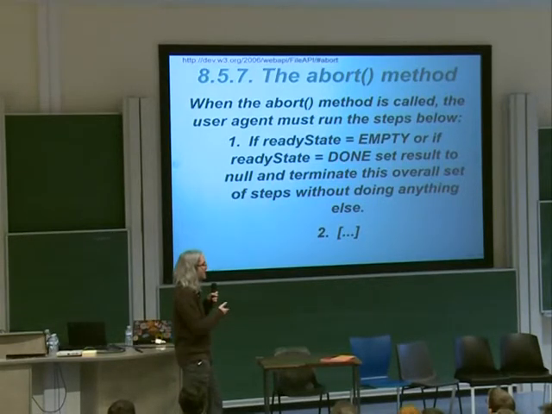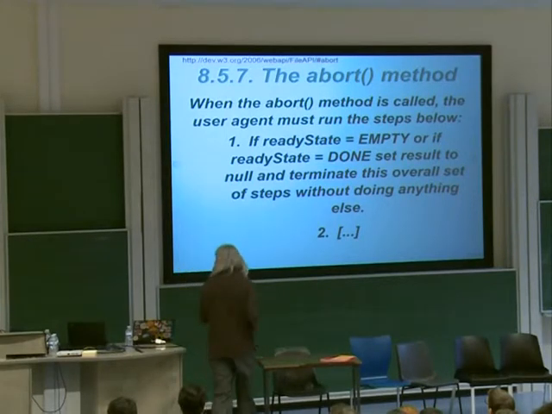Well, okay, ready state, it turns out here, if we follow the link that's in the spec, is actually set to empty when the file reader is first created, and we haven't done anything that will change ready state yet, so it's empty here, and this first step applies. And then it says, so set result to null and terminate this overall set of steps. Okay, so that tells us that, well, it doesn't tell us that we have to throw an error, so clearly what Firefox is doing here is wrong, and what the other browsers are doing is right.